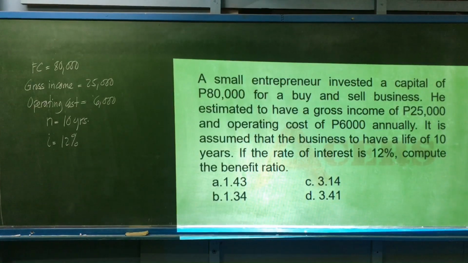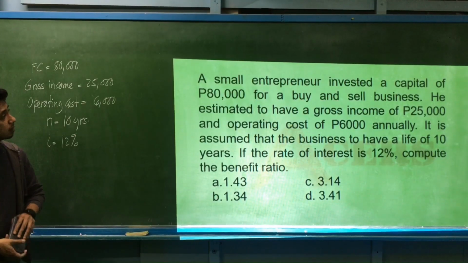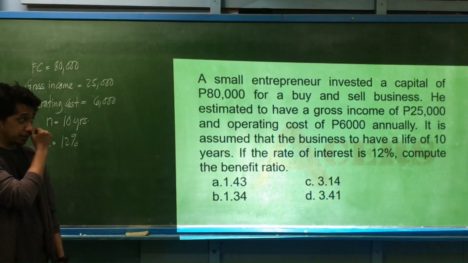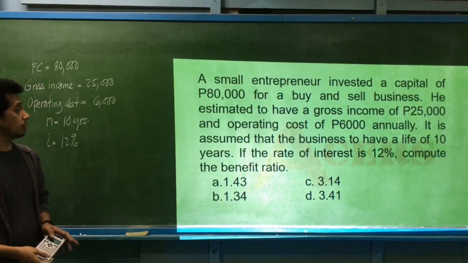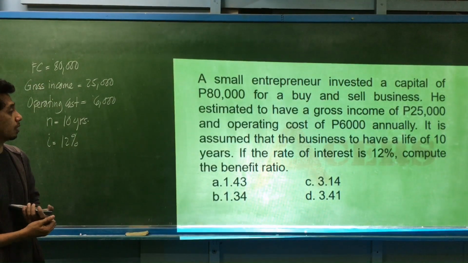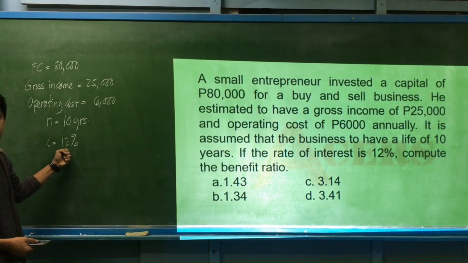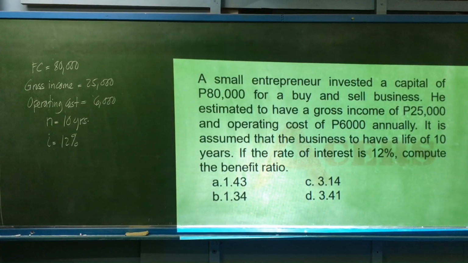Okay, our next problem. So this is also a past board. E, sabi niya a small entrepreneur invested a capital of 80,000 for a buy and sell business. He estimated to have a gross income of 25,000 and operating costs of 6,000 annually. It is assumed that the business to have a life of 10 years if the rate of interest is 12%. Compute the benefit ratio. So, paano ba kumuha ng benefit ratio?